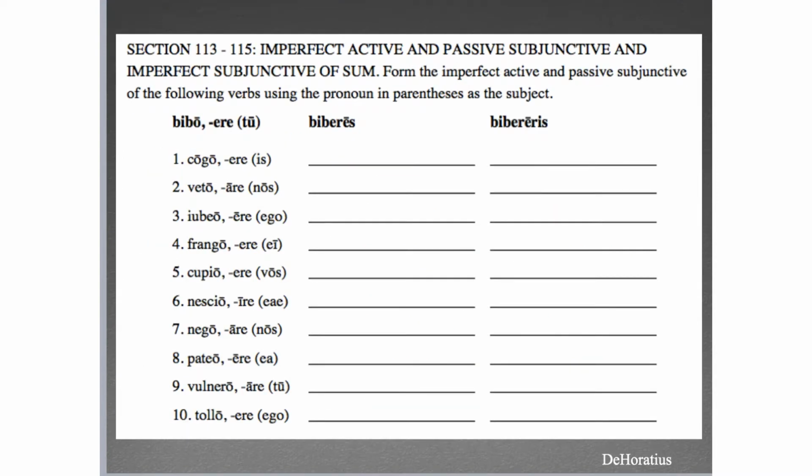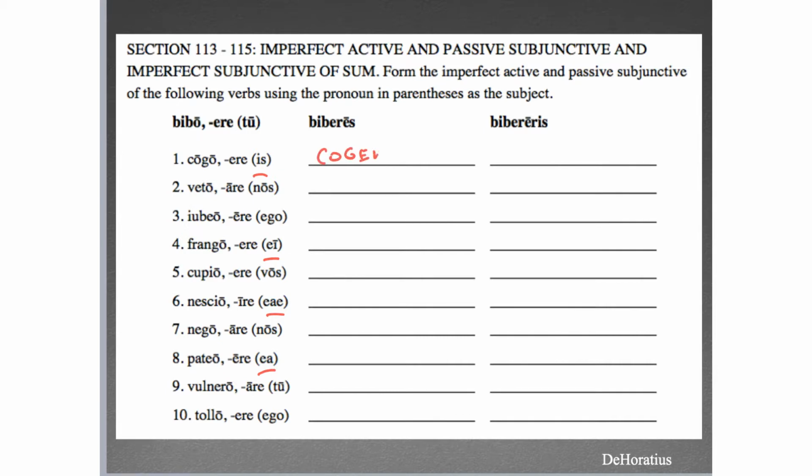All right, now we are forming them straight out. The words in parentheses are pronouns that give you the subject, so is will be third person singular, ei third plural, ea third singular feminine. All right, and the rest should be pretty straightforward. All right, so active and passive.